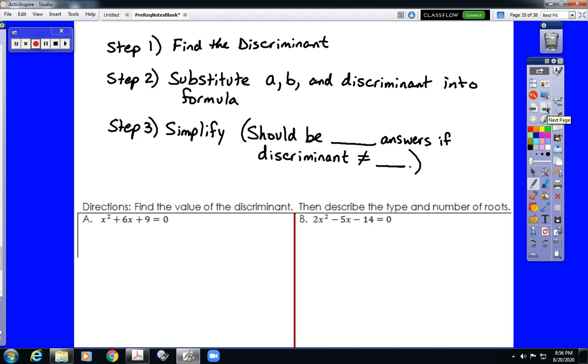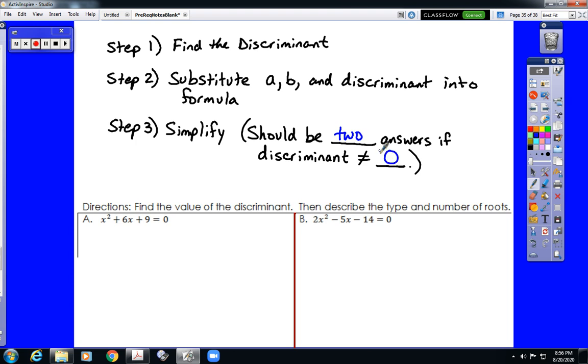Okay, the way we're going to do the quadratic formula is we are always going to find the discriminant first, because again, that tells us information about the quadratic. We will then substitute a, b, and the discriminant into the quadratic formula and simplify. Okay? There should be two answers if the discriminant is not equal to 0.